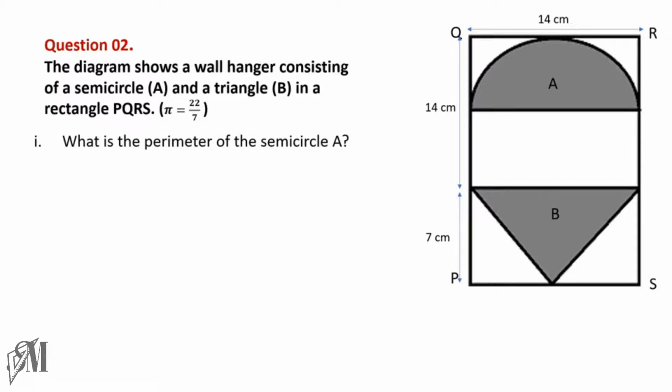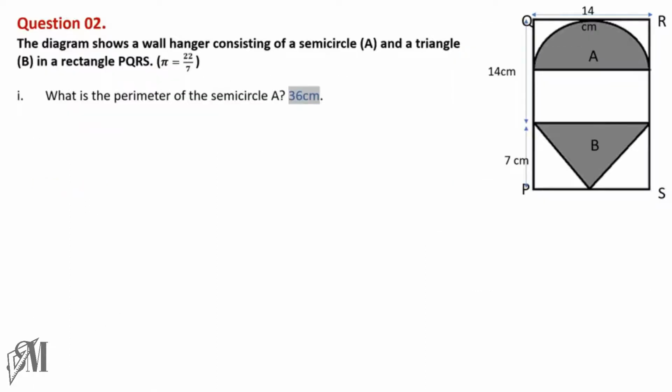You know, the perimeter of a circle is 2 pi r. Therefore, the semicircle will be pi r. Applying this equation and substituting, we get the length of the curved part of the semicircle as 22 centimeters. But to this, we have to add the diameter as well. So we add 14 to that, and then the final answer is 36 centimeters.